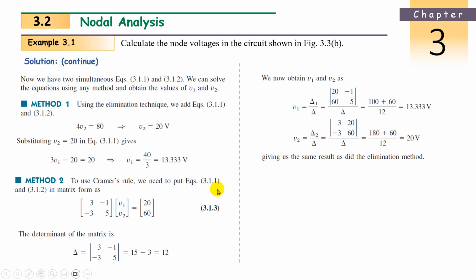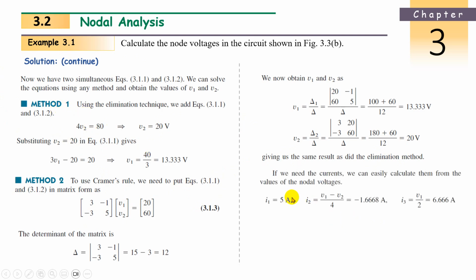Okay. So here, V2 is 20 volts, and here also V2 we are getting. Like this, we have to find the node voltages. Next, currents are automatic. Substitute in Ohm's law, we will get the currents. Like I1 equals 5 amperes. I2 is nothing but V1 minus V2 by 4. Substitute V1 and V2, we will get minus 1.6. I3 is V2 by 3, that is 6.66.